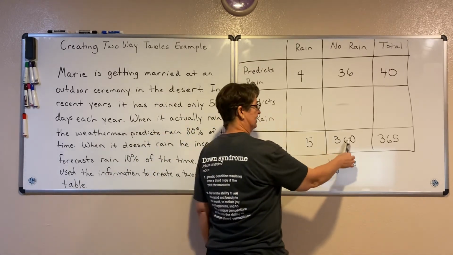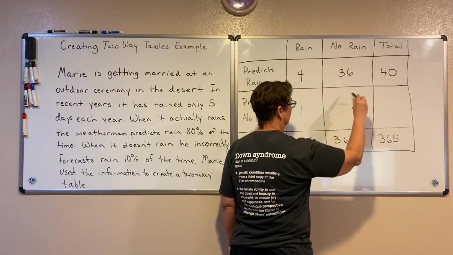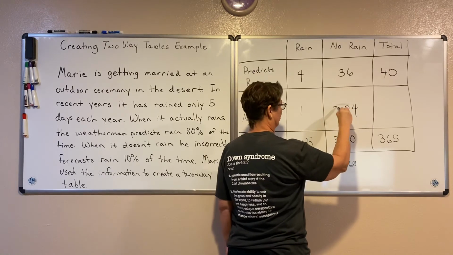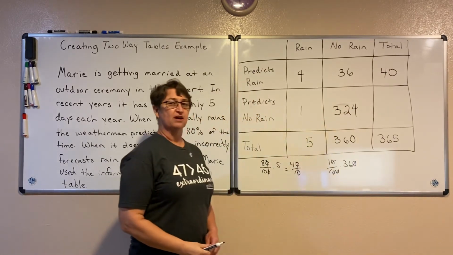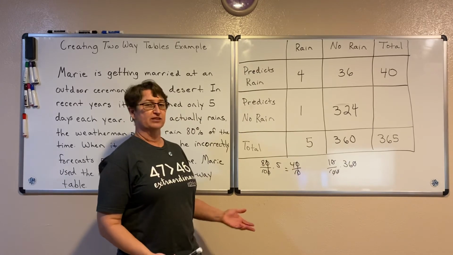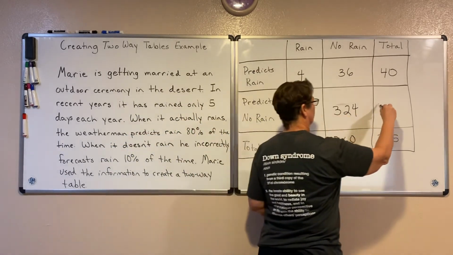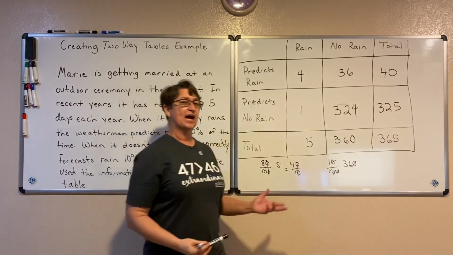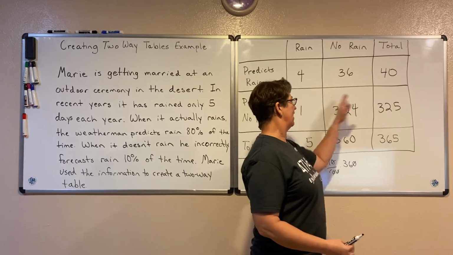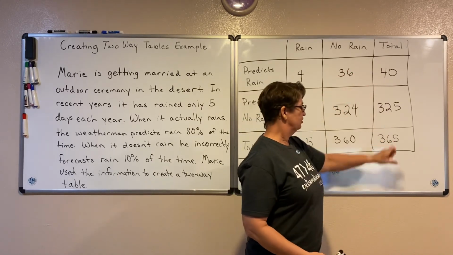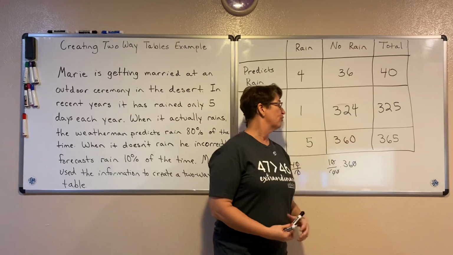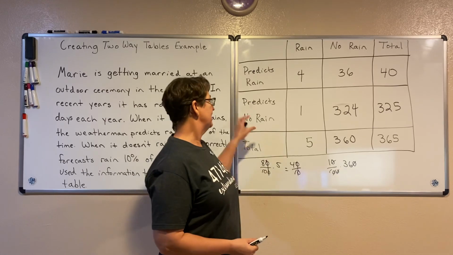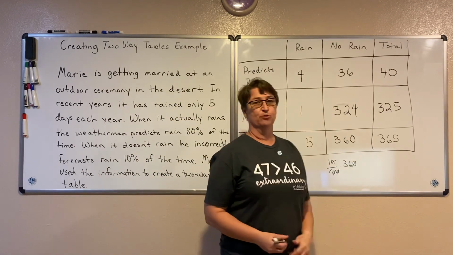That means that here he said that, well, let's see, 360 minus 36 is 324. So 324 days, when it doesn't rain, he predicted that it didn't rain. And that makes a total of 325 days throughout the year he predicts no rain. Now I can kind of check myself. It should add this way, add that way, add this direction. Sure enough, it does. So there we've got our two-way table. Then we can begin to look at the data and we can see how the two variables are related.